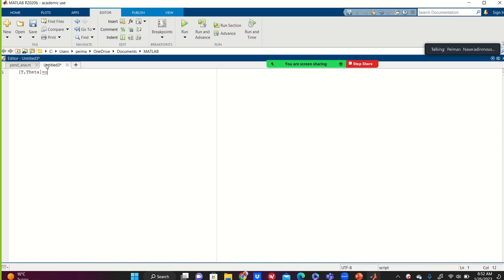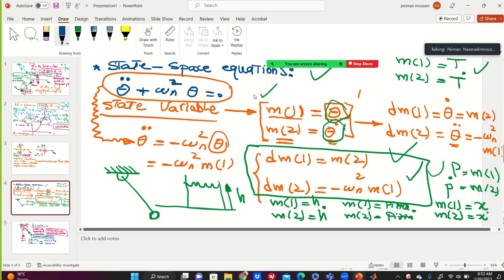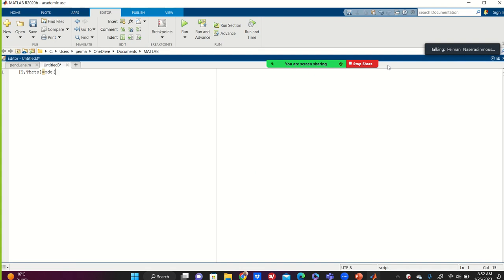So you're gonna say ODE, which means ordinary differential equation solver, because this is an ordinary differential equation from the differential equation course. We name it ODE. This is how you have to do that. The @ bracket in MATLAB means go and run the other M file. Which M file? The M file that we did, pendulum analysis. Now this code is gonna call the other code and run it.